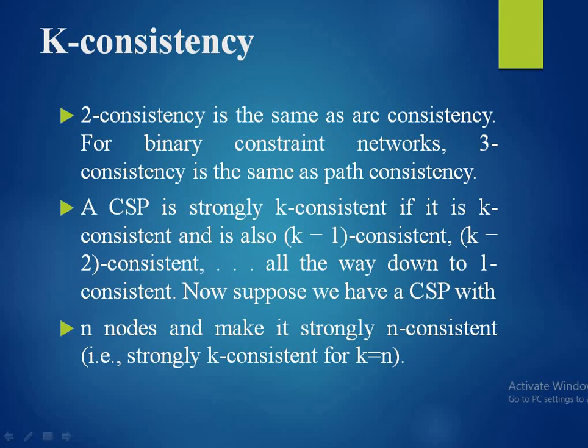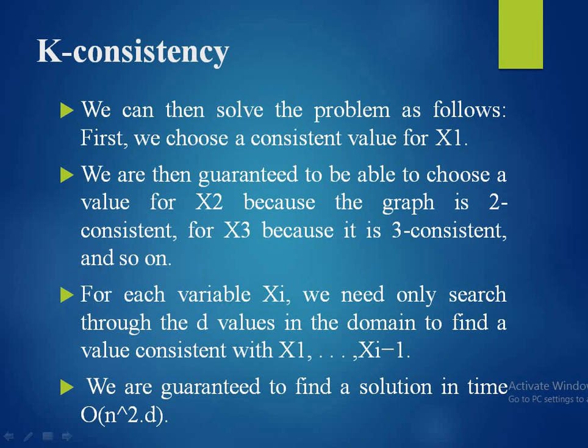A CSP is strongly K-consistent if it is K-consistent and is also (K-1)-consistent, (K-2)-consistent, and so on, all the way down to 1-consistent. Now suppose we have a CSP with n nodes and make it strongly n-consistent, that is, strongly K-consistent for K equal to n. We can then solve the problem as follows. First, we choose a consistent value for x1. We are then guaranteed to be able to choose a value for x2 because the graph is 2-consistent, for x3 because it is 3-consistent, and so on. So for each variable xi, we need only search through the d values in the domain to find a value consistent with x1 up to xi-1.